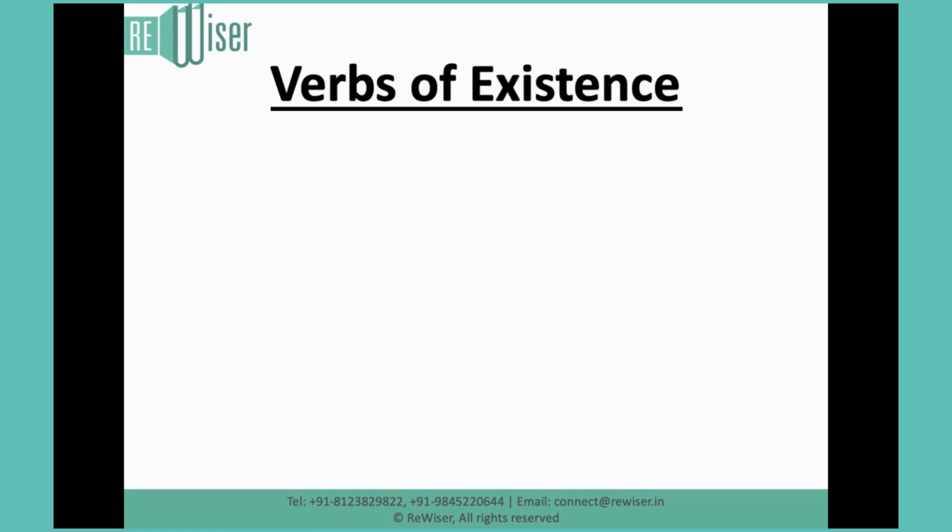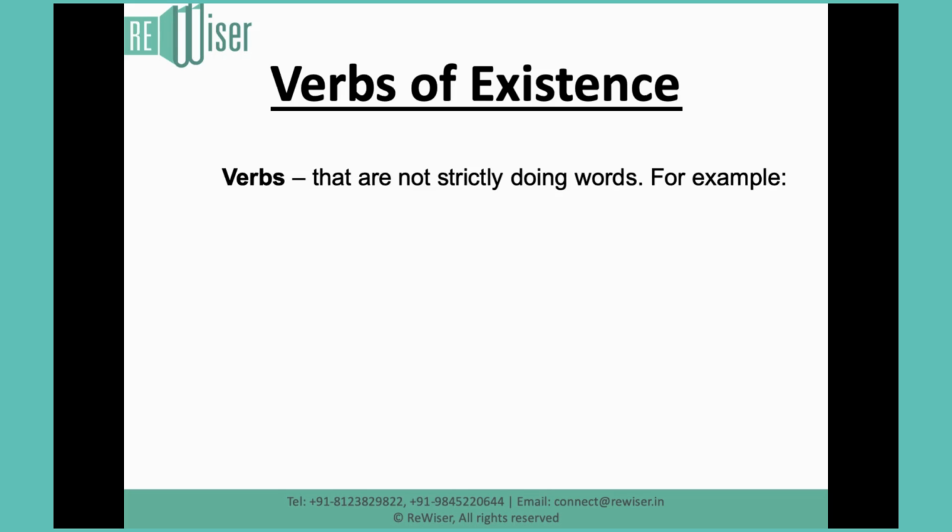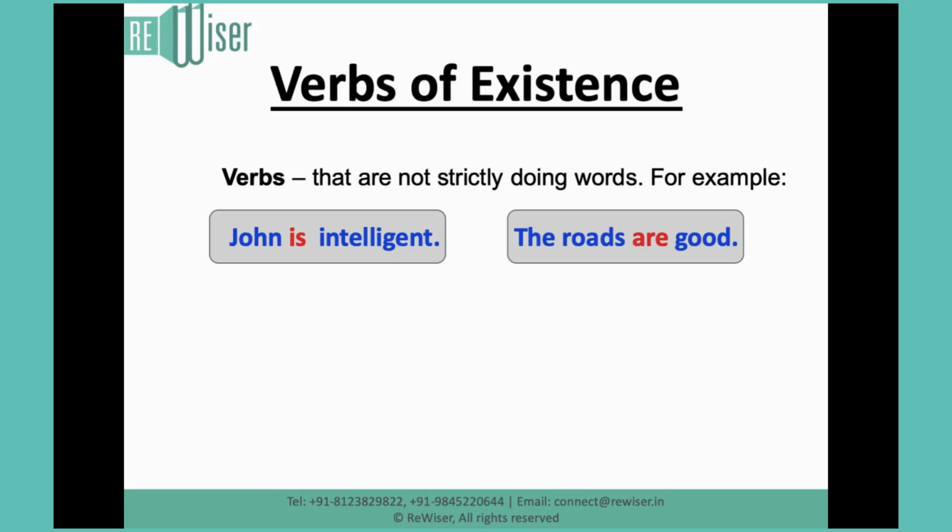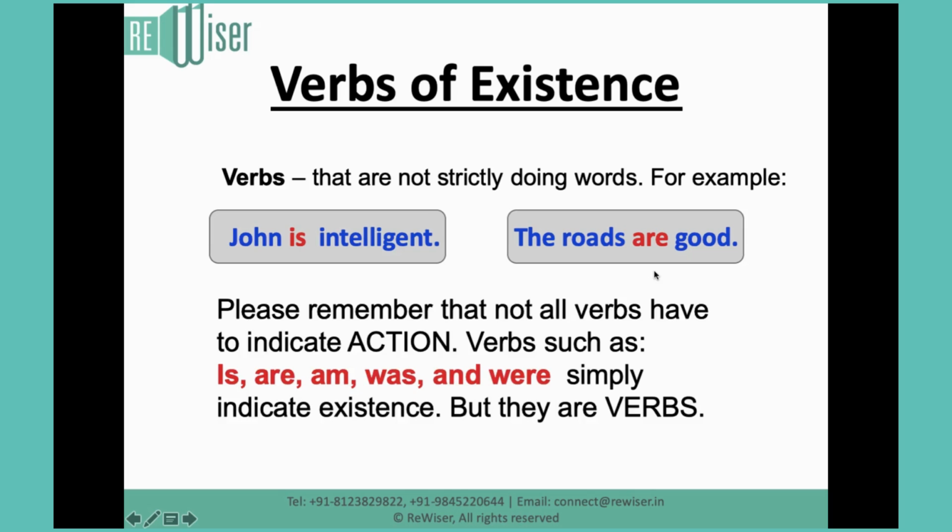But please remember there are also words of existence, verbs that are not strictly doing verbs. For example, John is intelligent, the roads are good. Here with the verbs, there's no action. The word is is acting as a verb. The word are is acting as a verb. So please remember that not all verbs have to indicate action. Verbs such as is, are, am, was, and were are all forms of the verb to be. But they are verbs, just remember that.